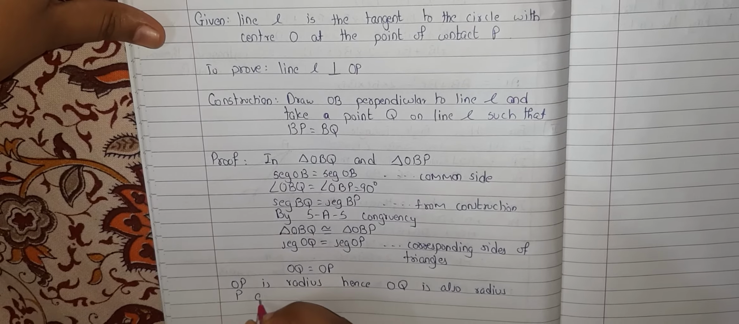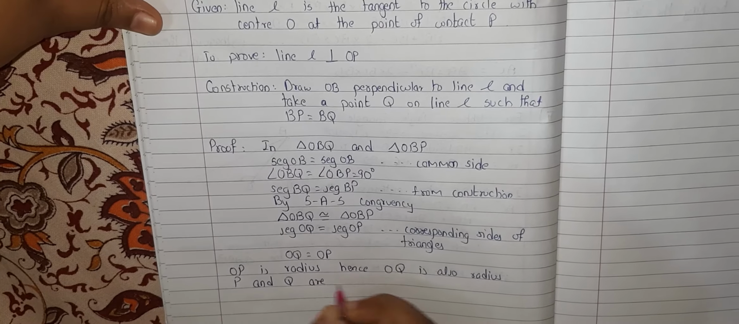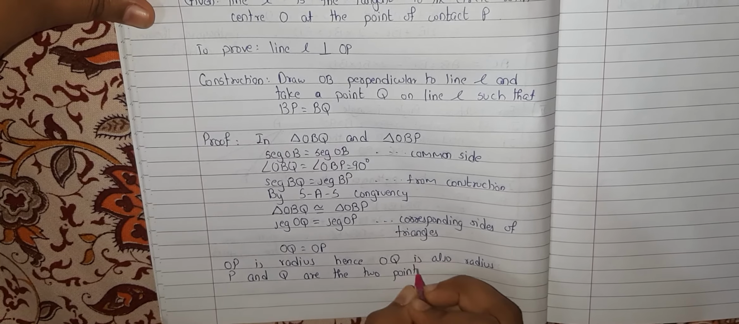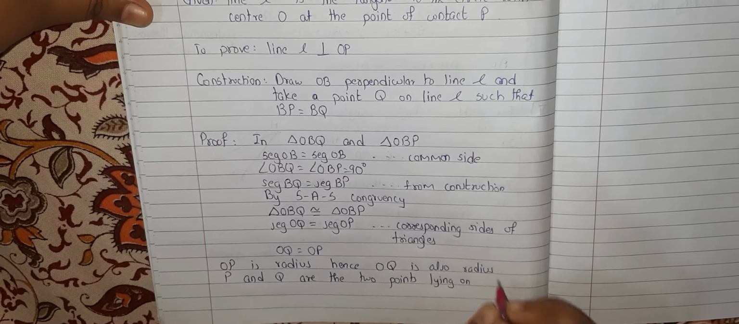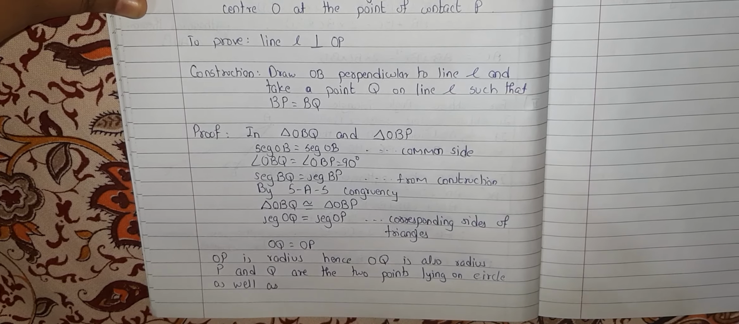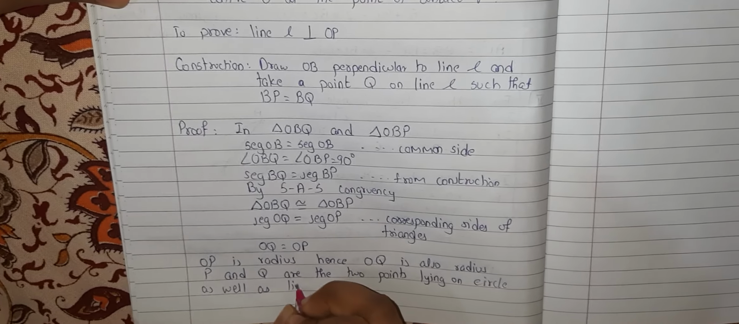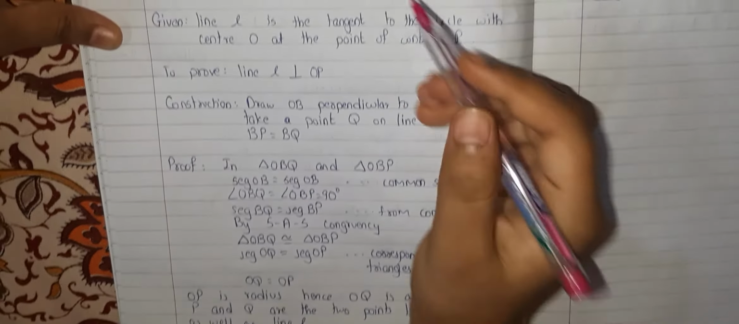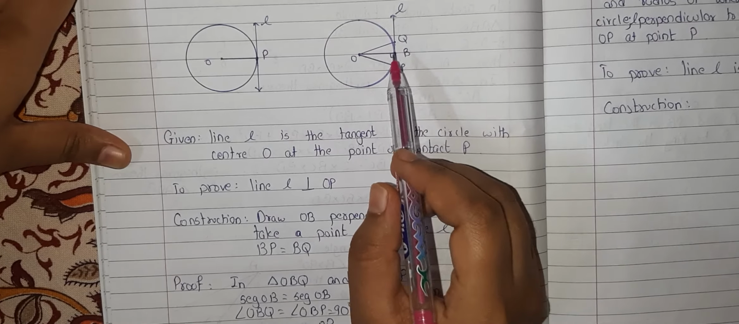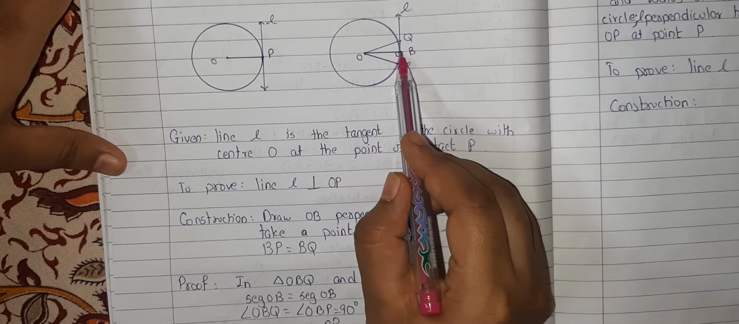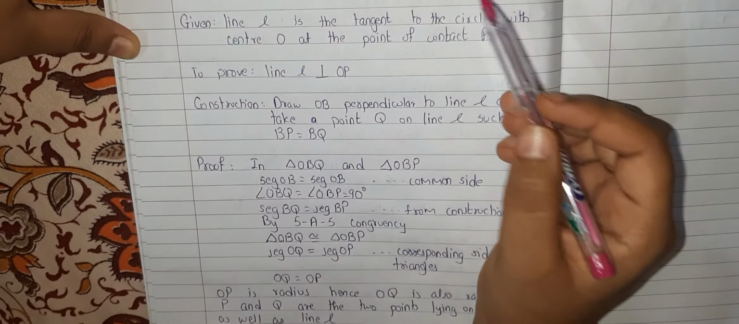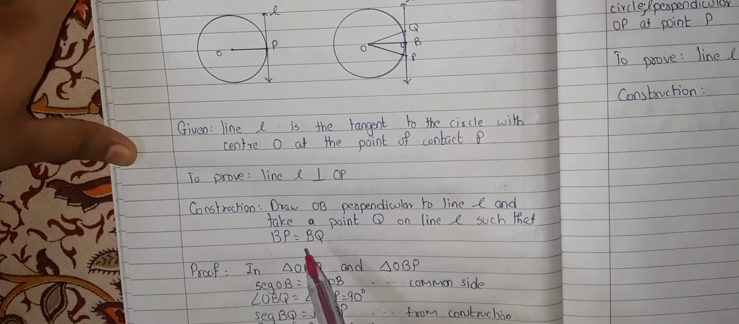So we get P and Q as two points lying on the circle as well as on line L. So we cannot take line L as a tangent, since the definition of a tangent is that it touches the circle at only one point. But our line is touching the circle at two points, that is P and Q. Hence our assumption is wrong.